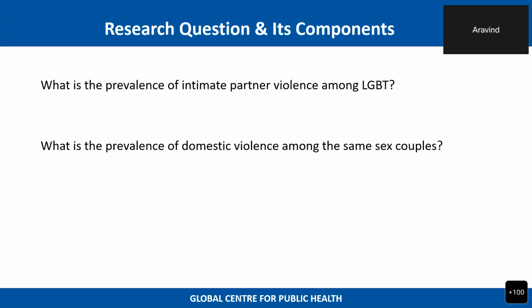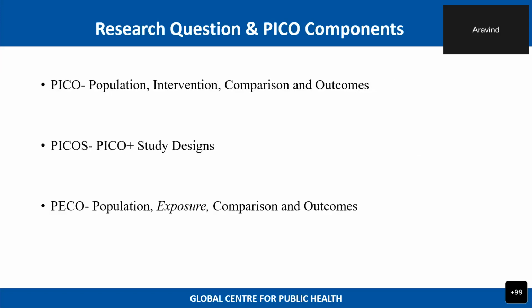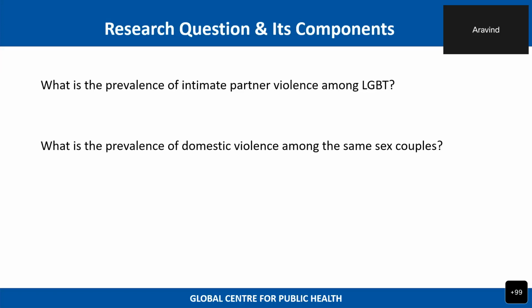Now, there was another probable question sent by them. What is the prevalence of domestic violence among same-sex couples? Again, this is an untouched area, but the novelty should be checked based on the existing literature. I feel it is a very straightforward and very good descriptive question for systematic review and meta-analysis. So these are some of the examples which I came across from our subgroups only.